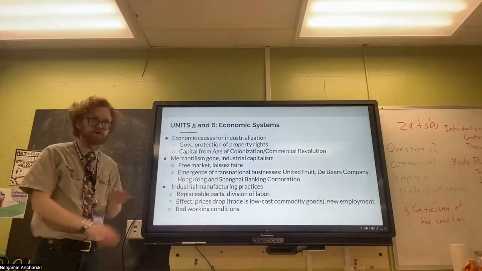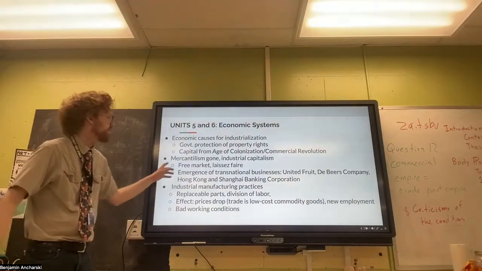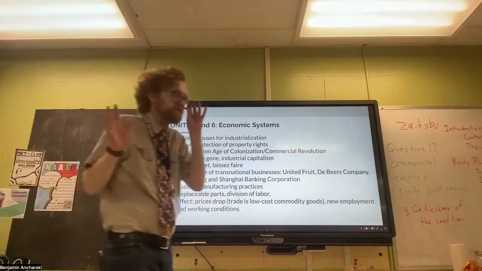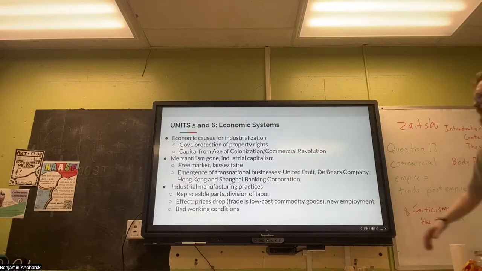Mercantilism is gone at this point. It's no longer really in existence after 1750. And instead, we do kind of see this concept of industrial capitalism. Industrial capitalism describes an economic system in which private property owners invest in centers of production, in factories.